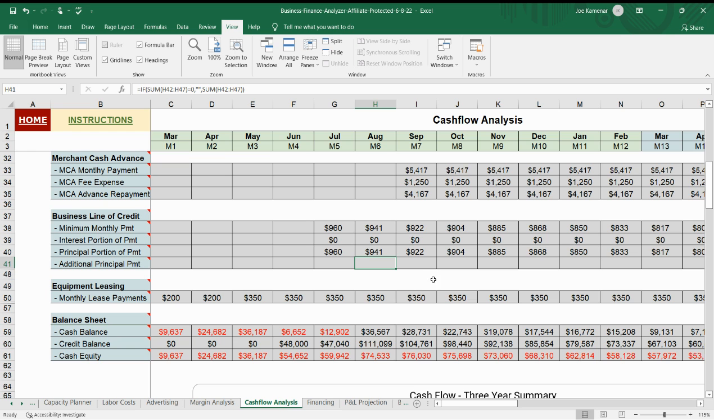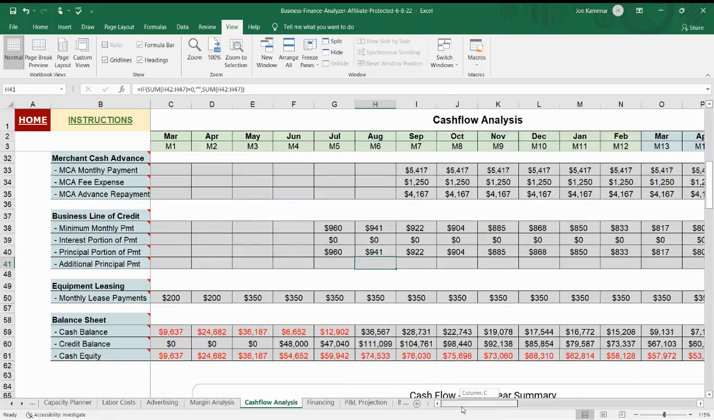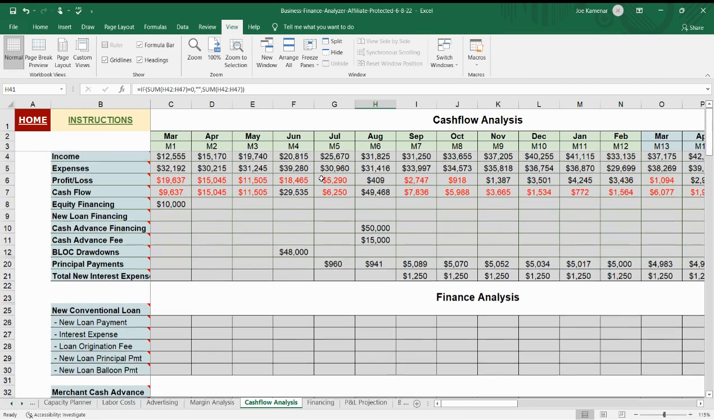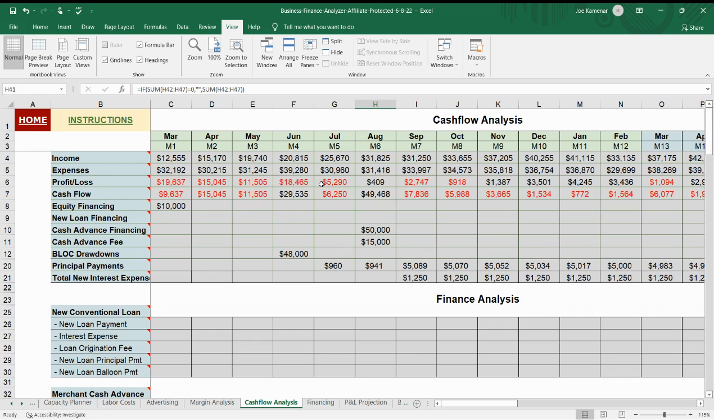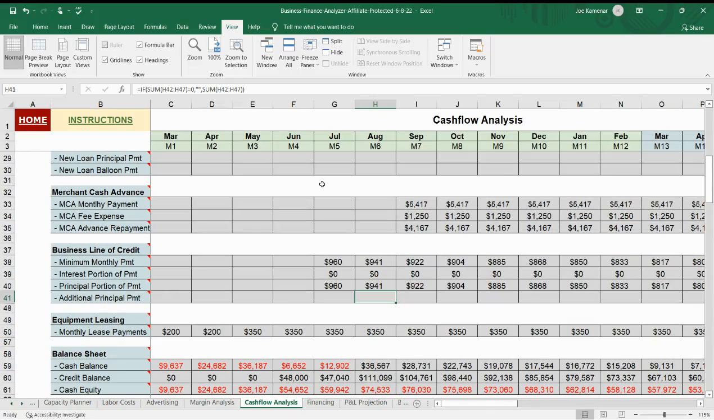And that's it. So the whole point here is to show how you can use our planning tool, our planner, business finance analyzer, to show your cash flow, your profit loss, and where you're going to need financing, how much you're going to need, and what the impact of making those payments back is going to have on your overall cash flow. Thank you.